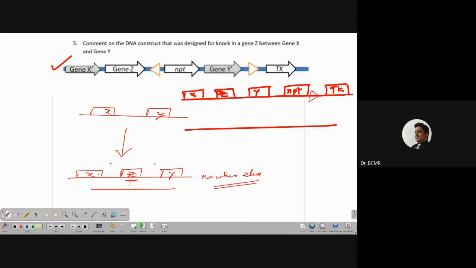Where is your answer? X, Y. Okay. Oh, you wrote the same answer as well. I'm not complete yet, sir. I have to eliminate NPT and TK. What we will discuss is why do we have, in the DNA construct, gene X?